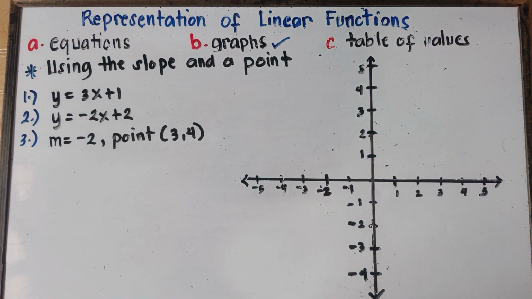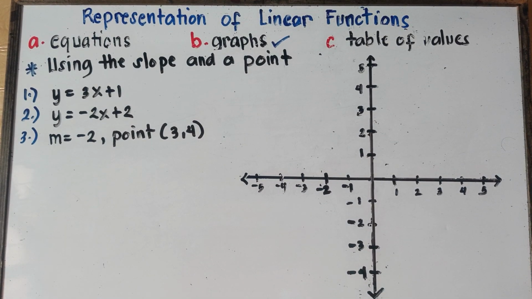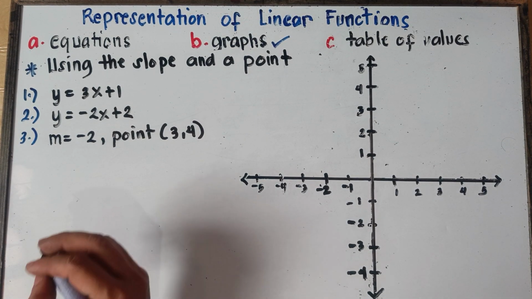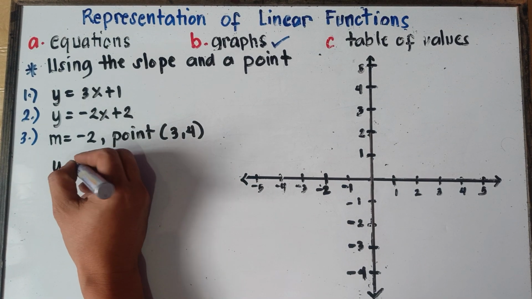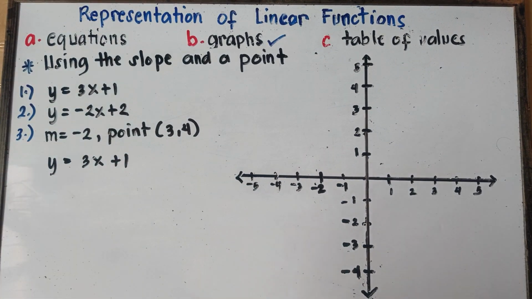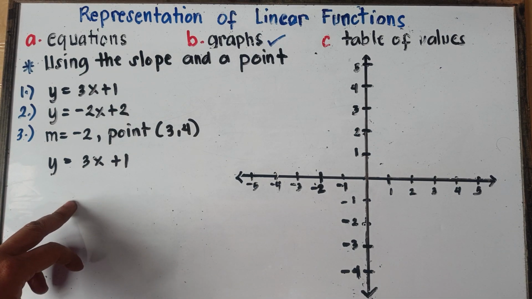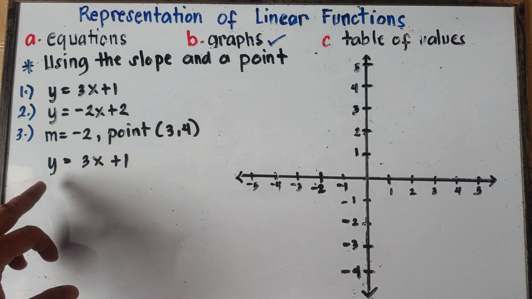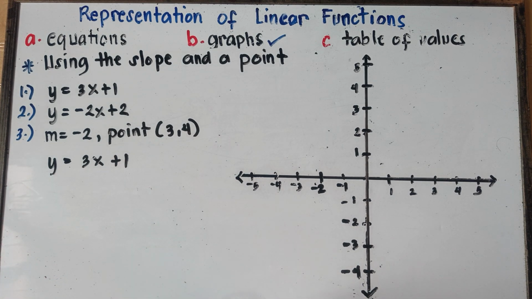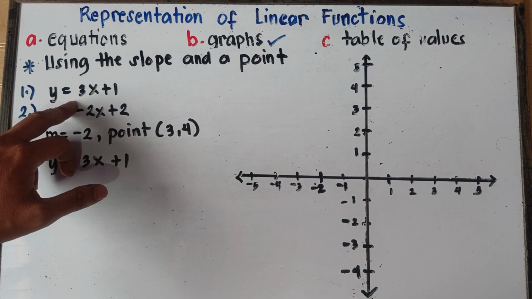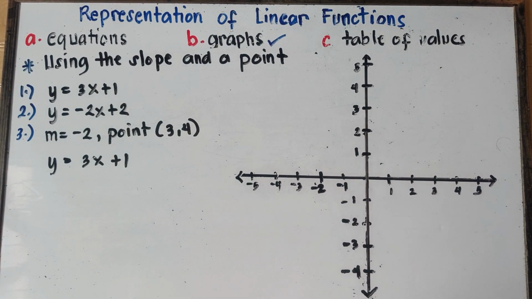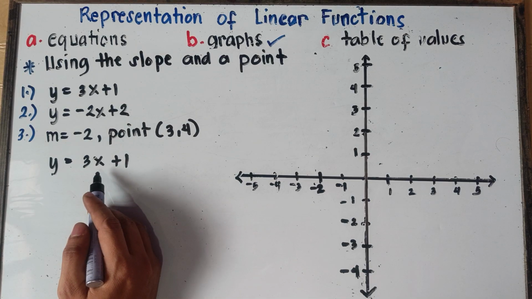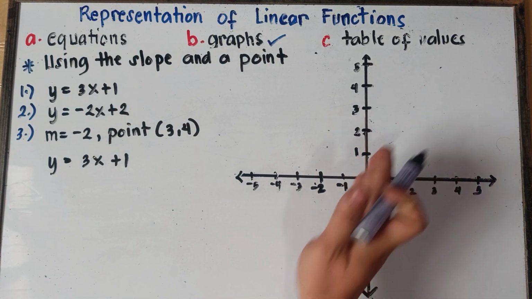Alright, so let's start with example number 1. Our given would be y equals 3x plus 1. So let me just copy number 1, class, y equals 3x plus 1. First thing that you need to do, class, is find the first point. To find that first point, you need to assign any value for x for you to find the value of y. You can choose any number for x, because I'm sure you will have the same answer with regards to your graph, because the slope is constant. That would be positive 3.